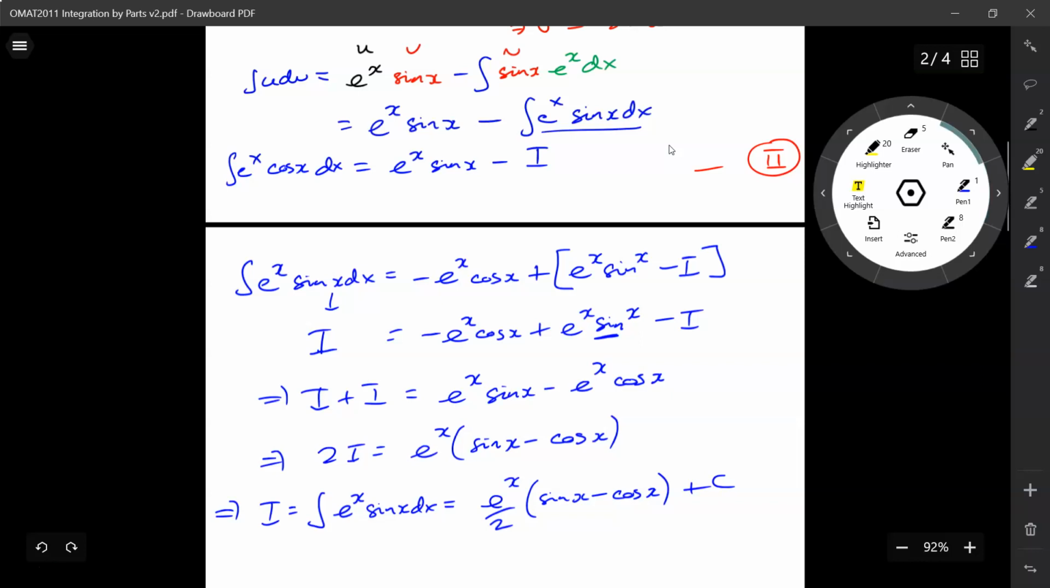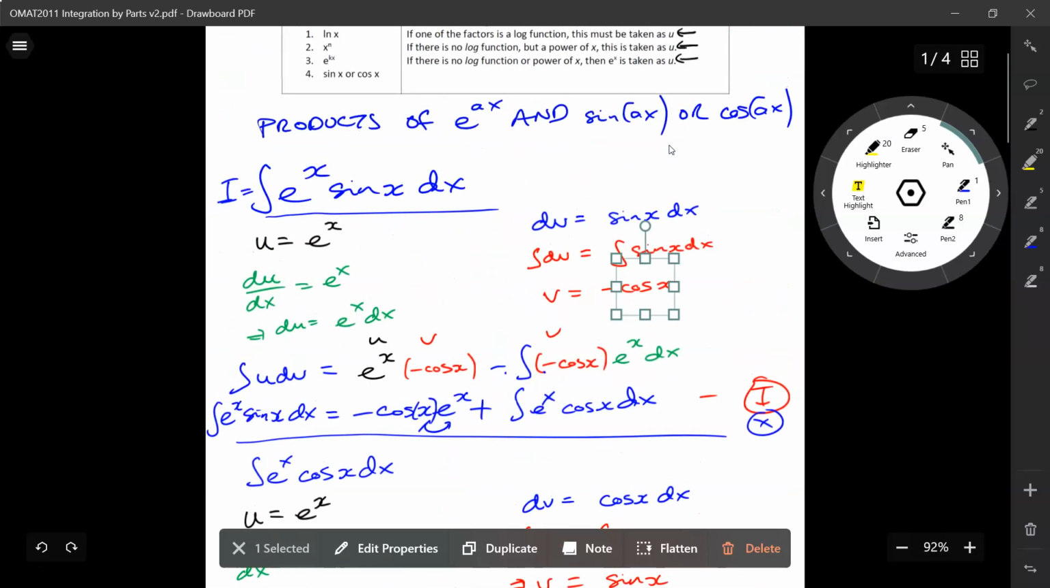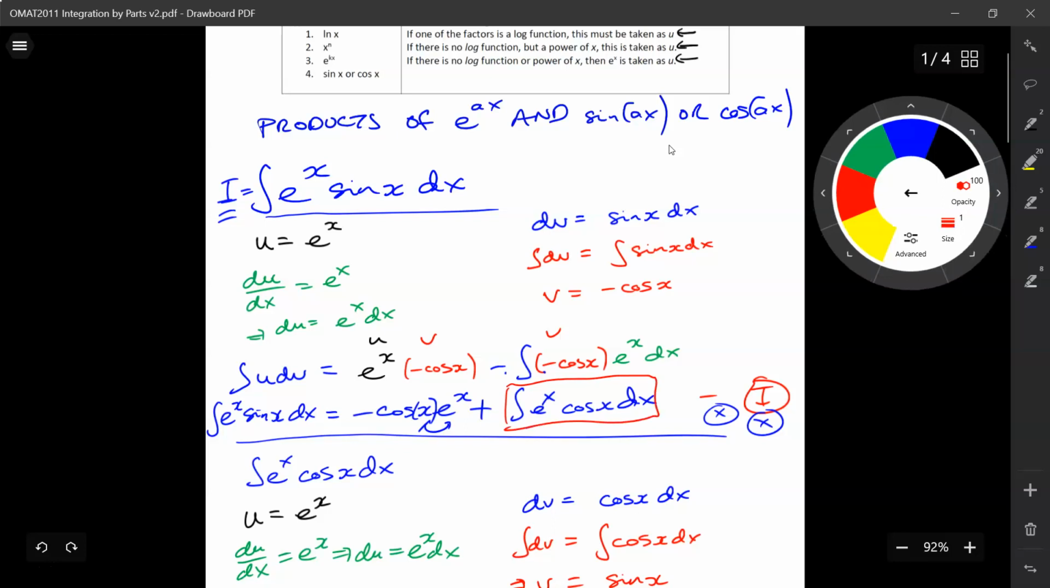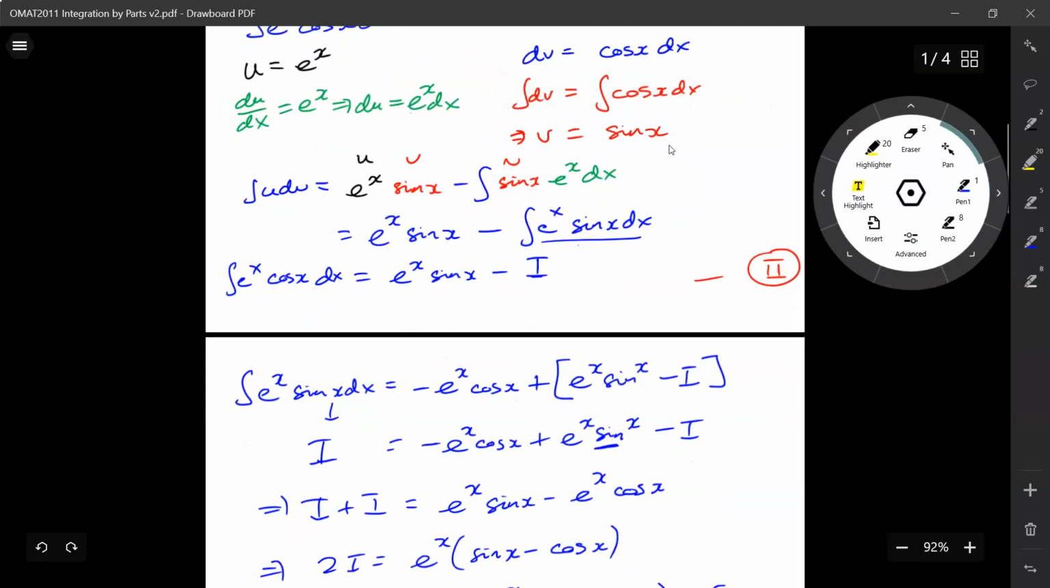So when you have a combination of an exponential function and either sine or cosine, you set the initial function equal to I. You run through the integration once to get this equation. You then take this here and integrate this again, and you'll find that when you've gone through this process, you'll find the I term in here as well. So then, if I write it out, I substitute it in here.